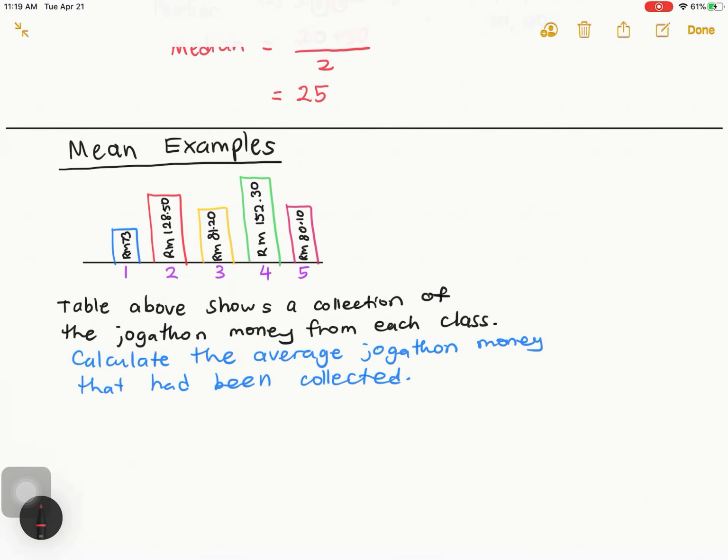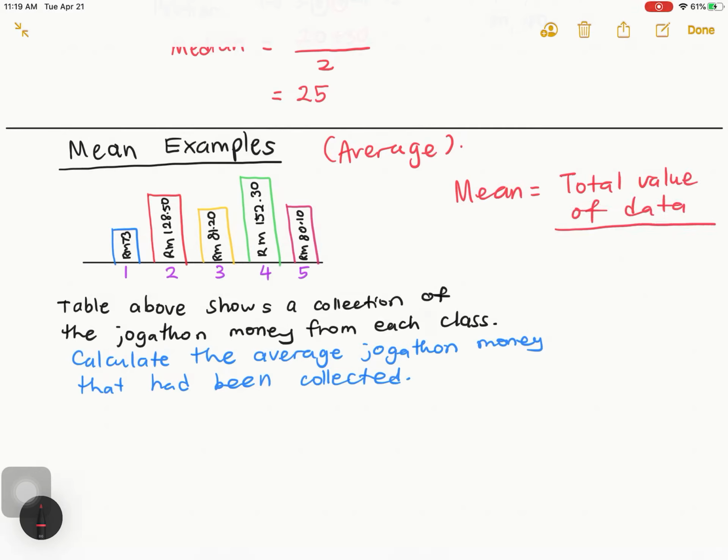Now, for the last one, for mean, I only have one example, because mean is quite easy. Mean is actually average. The synonym for mean is average. So the formula for mean is the total value of data divided by the number of data.